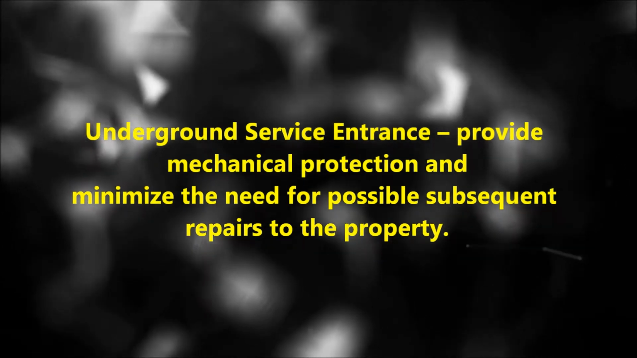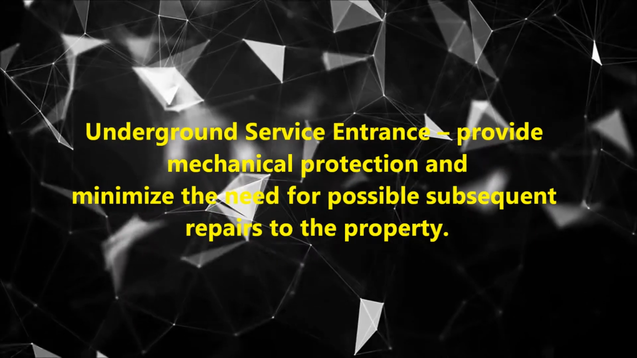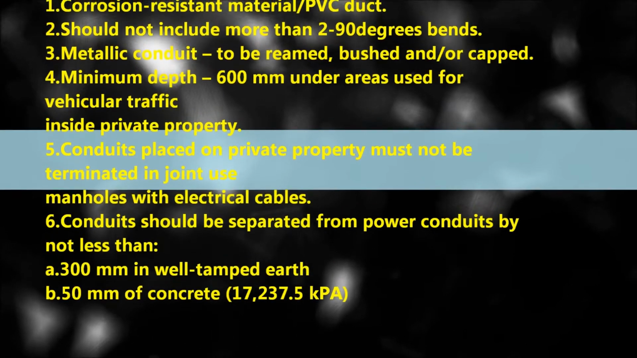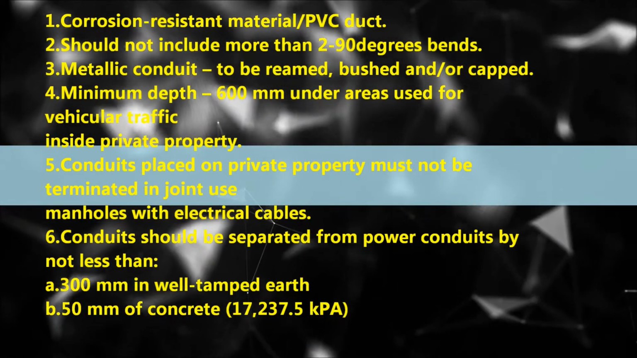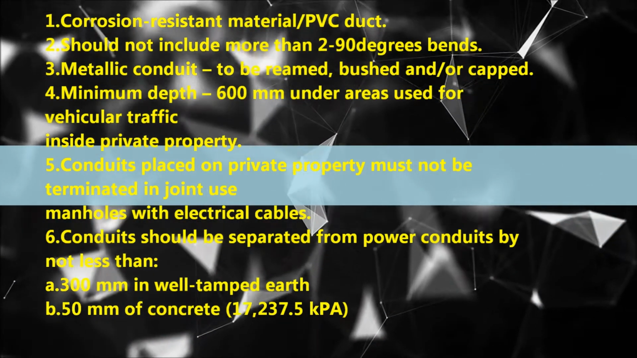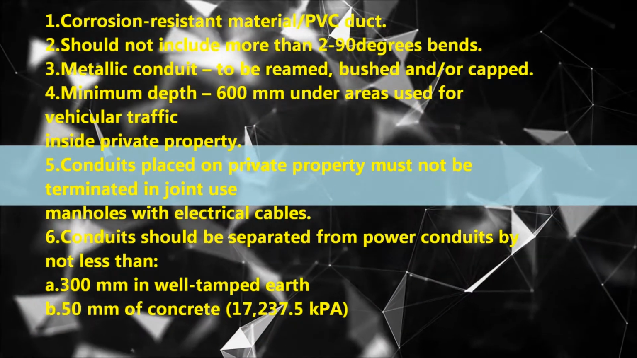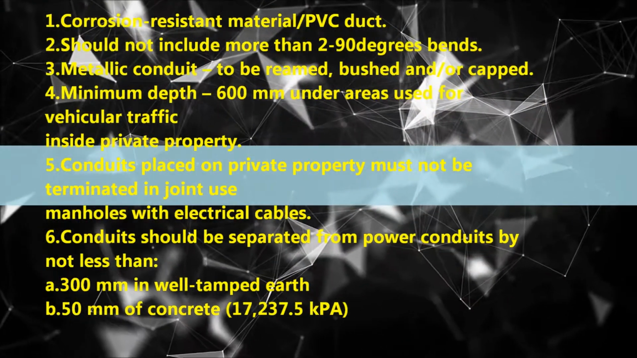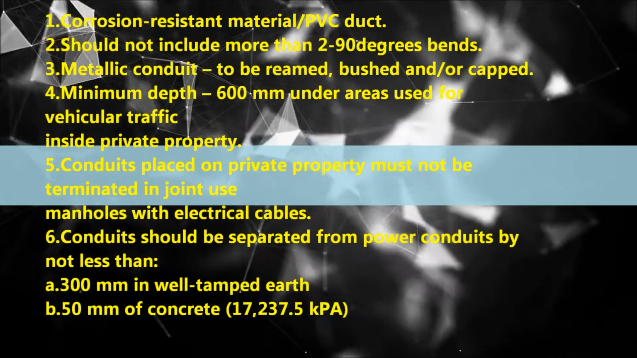Underground service entrance: provide mechanical protection and minimize the need for possible subsequent repairs to the property. Corrosion-resistant material, PVC duct, should not include more than two 90-degree bends. Metallic conduit is to be reamed, bushed and/or capped. Minimum depth is 600 mm under areas used for vehicular traffic inside private property. Conduits placed on a private property must not be terminated in joint-use manholes with electrical cables.